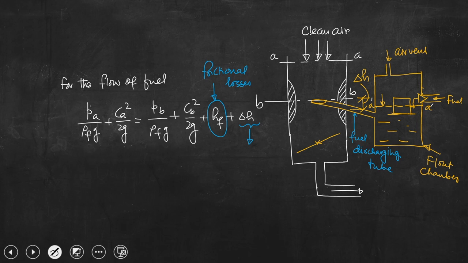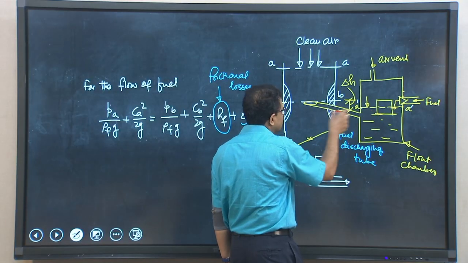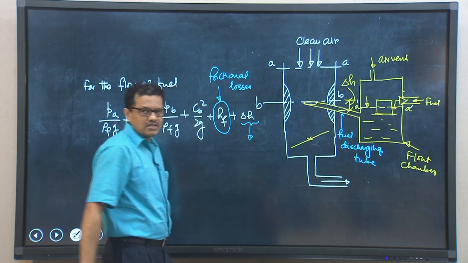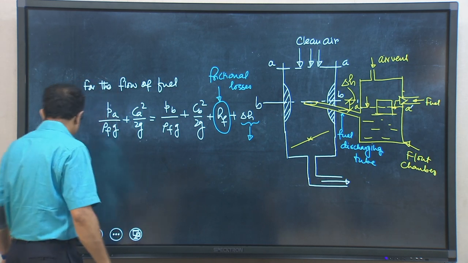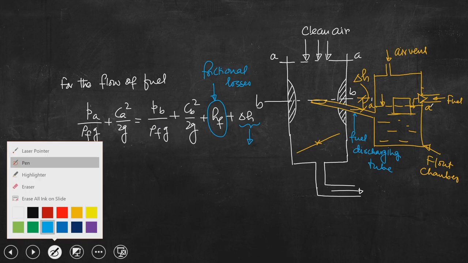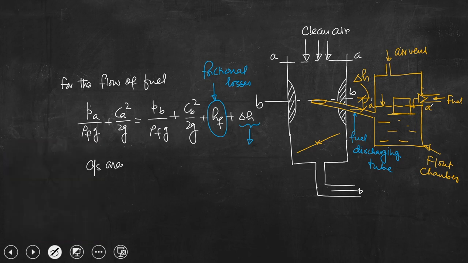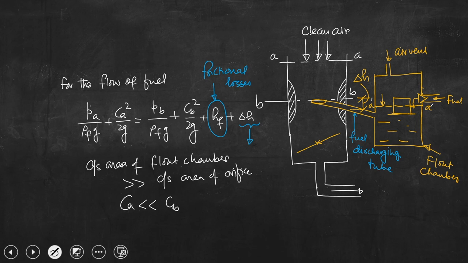And again, if we see that the cross sectional area of the float chamber is much higher than the cross sectional area of the orifice point, we can write here that the cross sectional area of the float chamber is much greater than that of the orifice. Then we can consider C A is much, much less than C B, right?